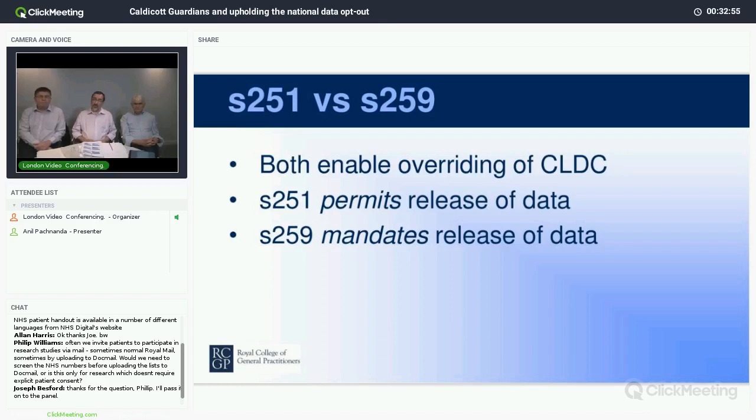So both Section 251 and Section 259 enable an override of the common law duty of confidentiality, but whereas Section 251 permits it, Section 259 mandates it. And this difference is important when it comes to the national data opt-out, because the national data opt-out applies where the legal basis is Section 251, but does not apply where the legal basis is Section 259. Although a Type 1 objection applies to both Section 251 and Section 259 releases.